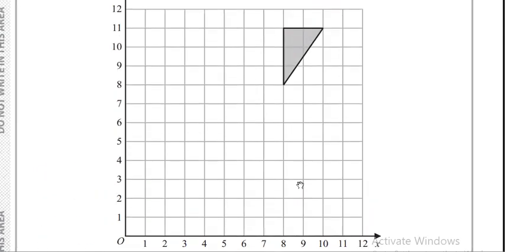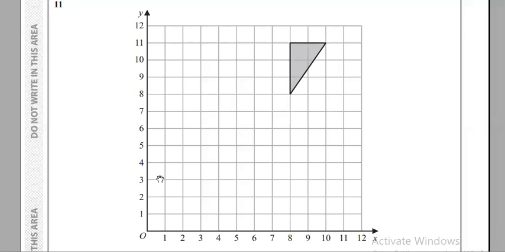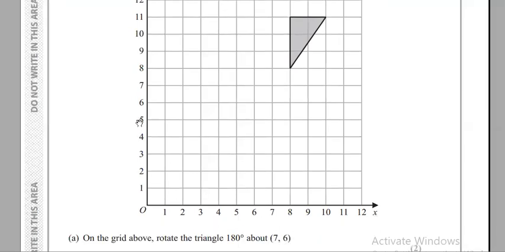So first, let me zoom out a little bit. The center is 7, 6. So first, let's put the center of rotation. You can do this using a tracing paper or using the method that I'm going to show you now, okay? Even this method is good for rotation, but with tracing paper it's more accurate. Now, first we find the center, which is 7, 6, which is over here. Let's use a point, it's better.